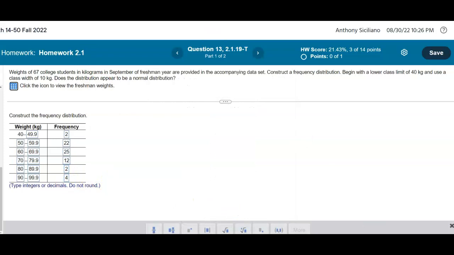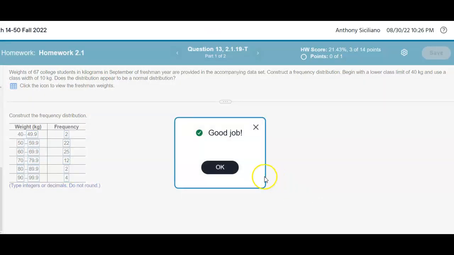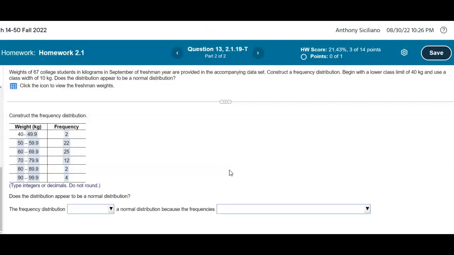Now let's check and see if our answer is correct. And there is our answer. Now it says, does the frequency appear to be a normal distribution? What it means is, does the frequency start low, then increase, and then go back to low? Is that what's happening with this distribution? So it starts low, goes up pretty quick, and then goes low, but you can see it's not symmetric.